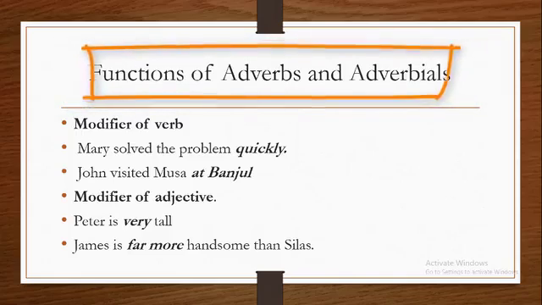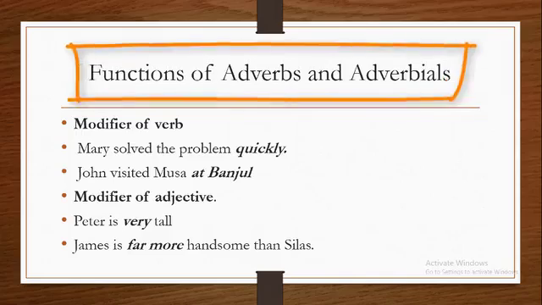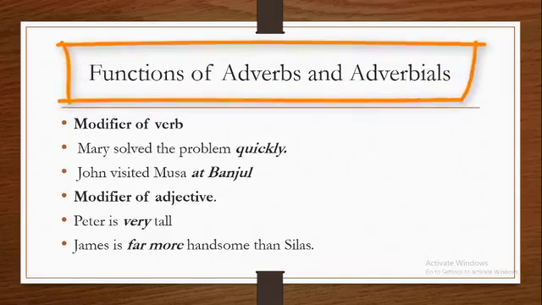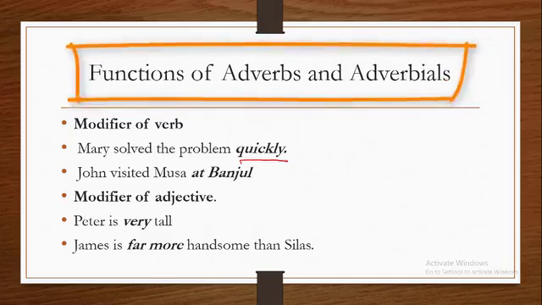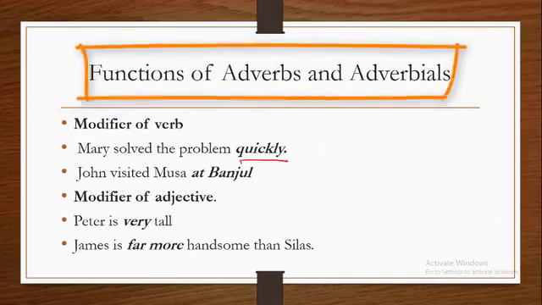Number one, we have the first example, a modifier of a verb, that gives us more information about the verb. So we have quickly. How did Mary solve the problem? She solved the problem quickly. So quickly here modifies how she solved the problem. So quickly is a modifier of the verb solved.